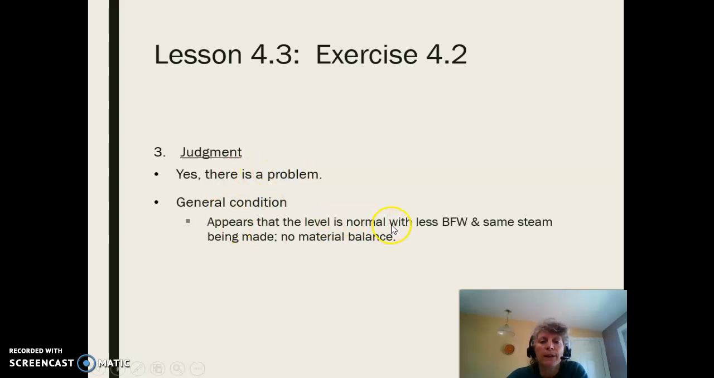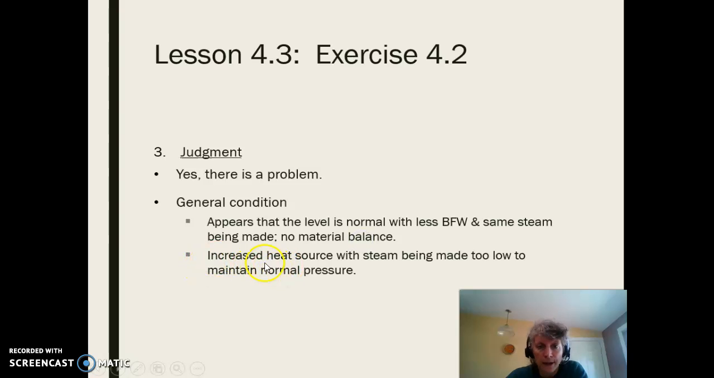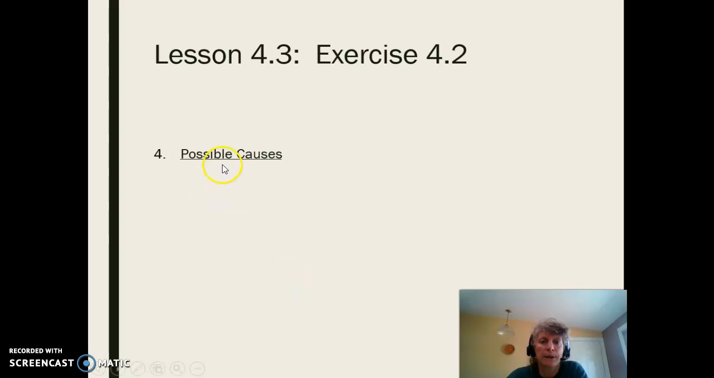It appears that the level in S1, the steam drum, is normal, but we have less boiler feed water and the same steam being made, so that's not right. There's an increased heat source, right? That's the FI24, with steam being made too low to maintain a normal pressure. And then we're going to investigate it. So let's see what else could be the problems. So go back to this again.